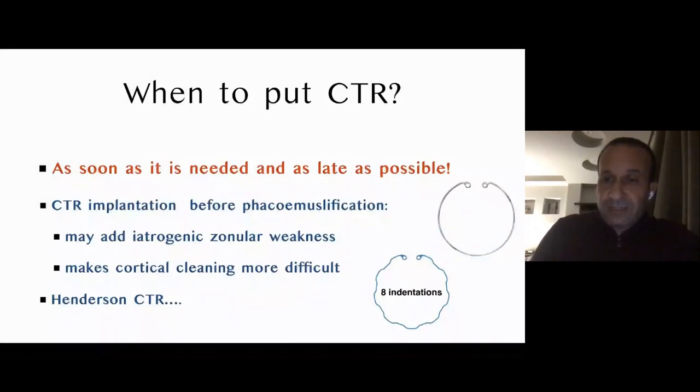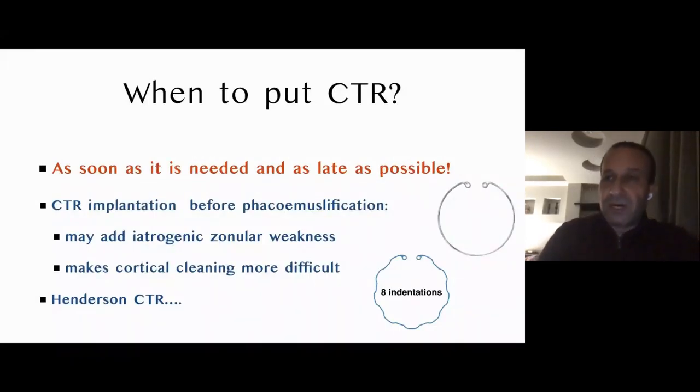We have here a variant of the standard capsule tension ring. We have the Henderson capsule tension ring, which has 8 indentations. You see that this is indentation 1, 2, 3, 4, 5, 6, 7, 8, 8 inward indentations. This provides some space between the ring and the capsule, which can help the surgeon to remove the cortex easily compared to the standard ring.